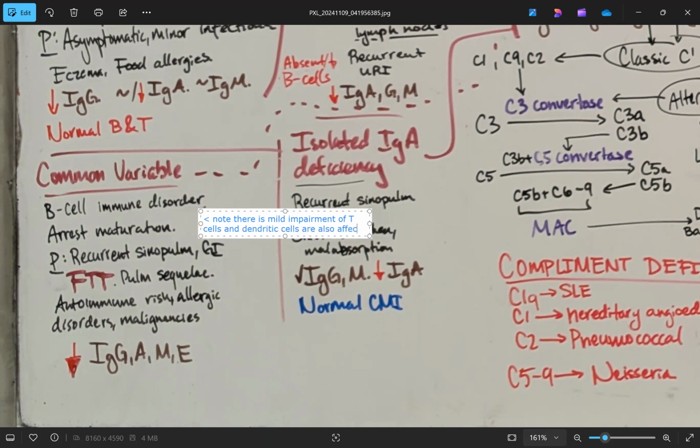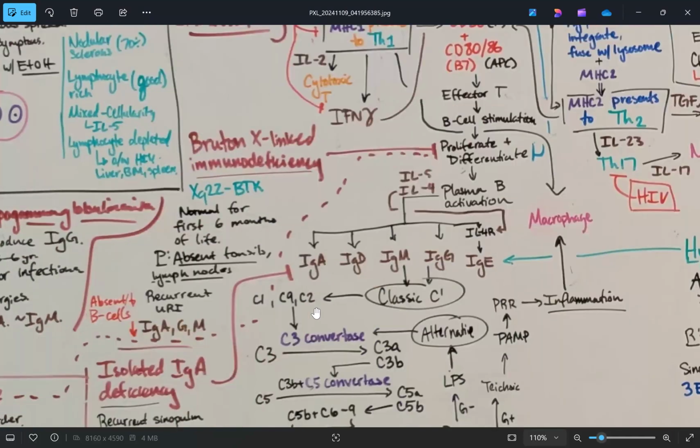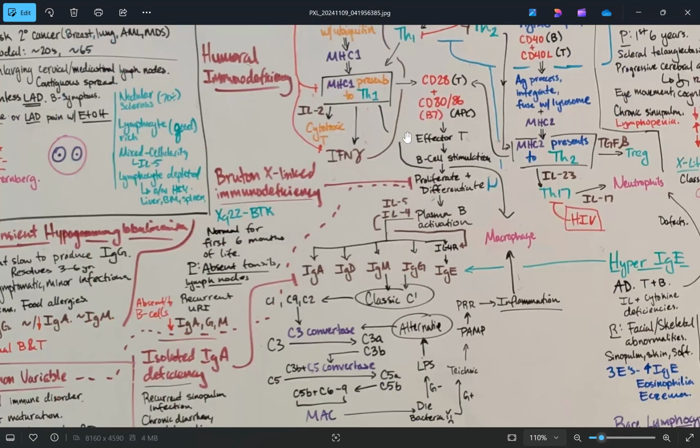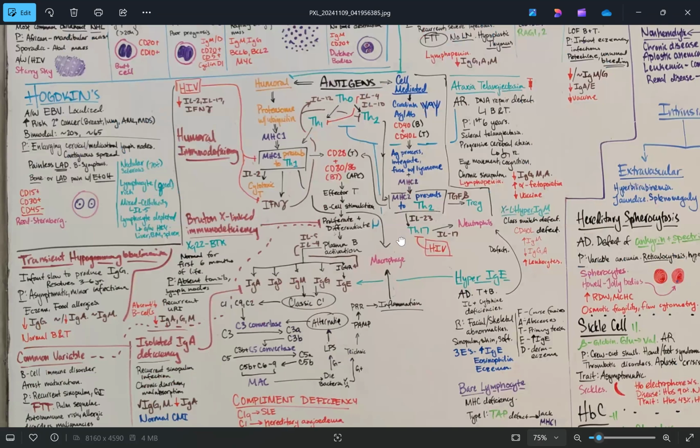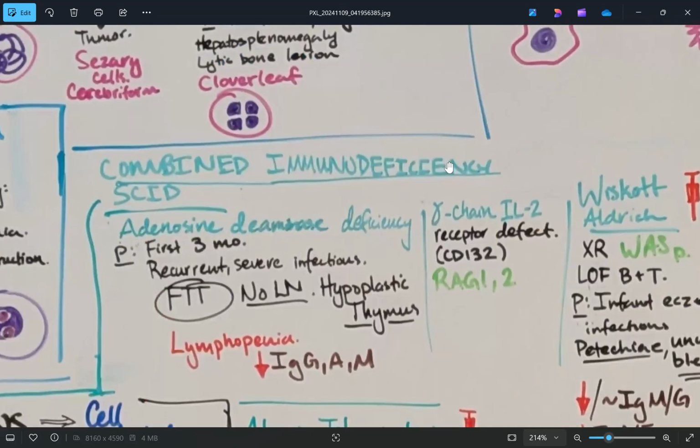Moving on to our combined immunodeficiencies. So starting up, we have SCID or severe combined immunodeficiency. There are 3 different diseases that fall under this umbrella of SCID that is under combined immunodeficiency. You gotta love that. First, you have your adenosine deaminase deficiency. Usually you'll present with symptoms in your first 3 months of life, and you'll have recurrent and severe infections. And again, a pretty important distinction of failure to thrive.